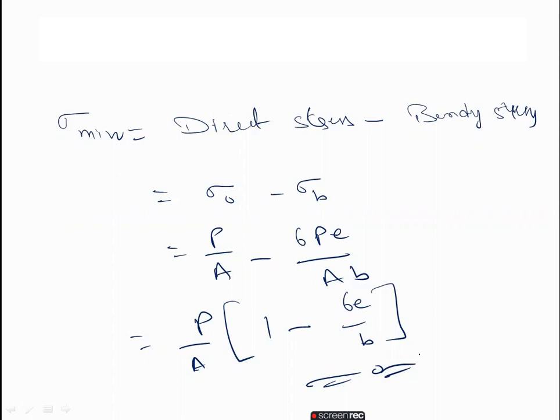If sigma minimum is positive, then there will be only compressive stress along the width of the column. This is the derivation we have done until now. I think we still have 10 minutes, so we will solve one problem, a very easy one.